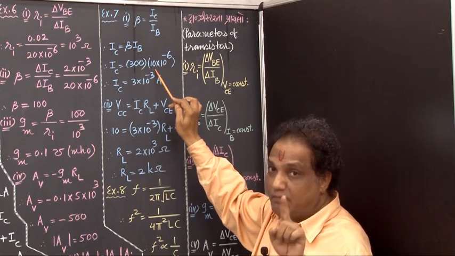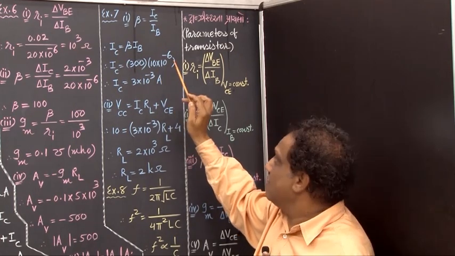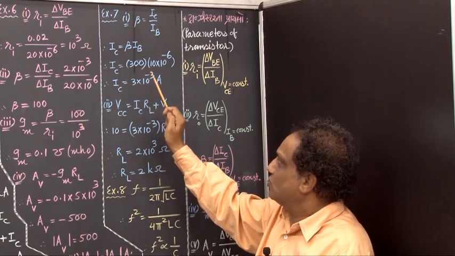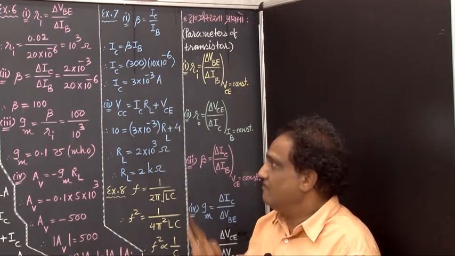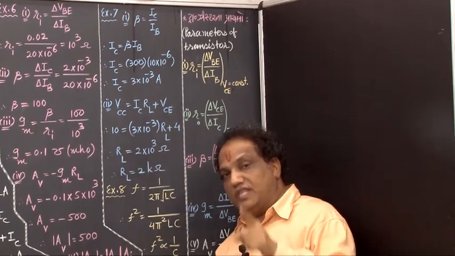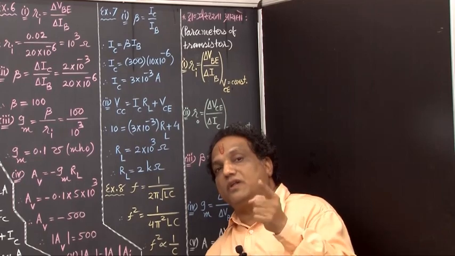Base current you are given 10 microampere. Convert into ampere, multiply by 10 raised to minus 6. Now simplify, answer is 3 into 10 raised to minus 3, that many ampere. Fine, leave it in ampere only. And now apply Kirchhoff's second law in the output part of common emitter amplifier.